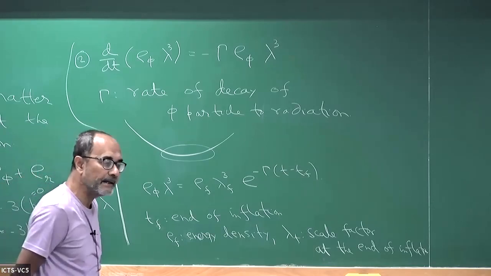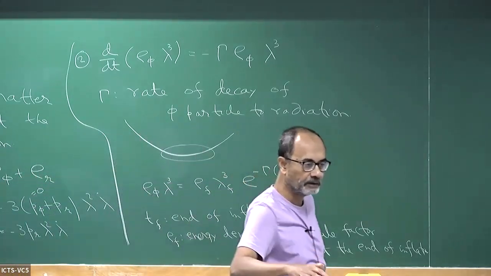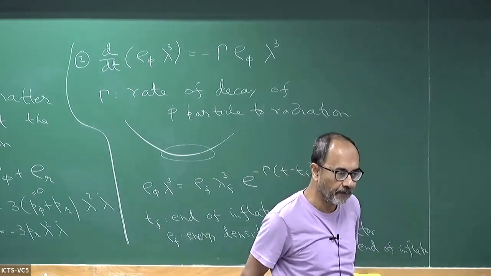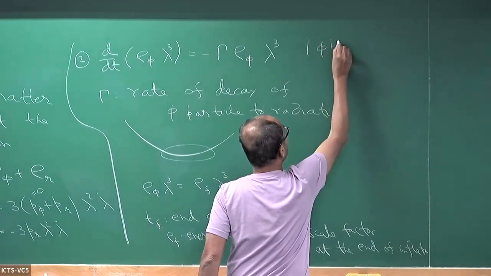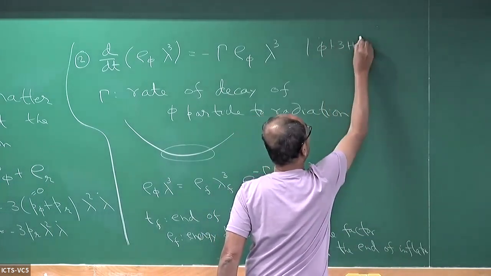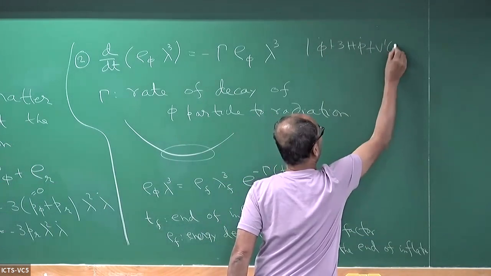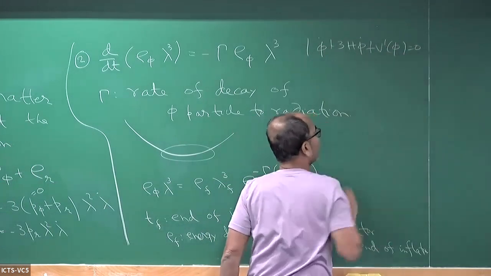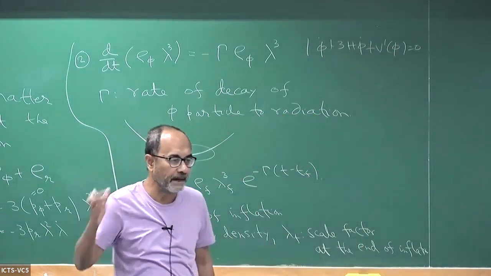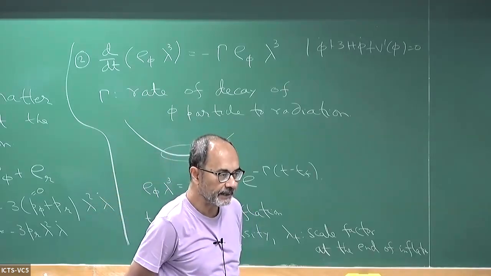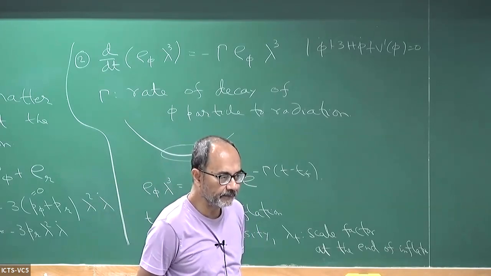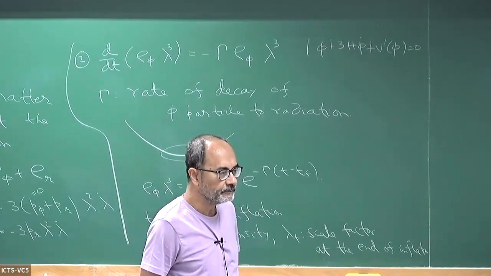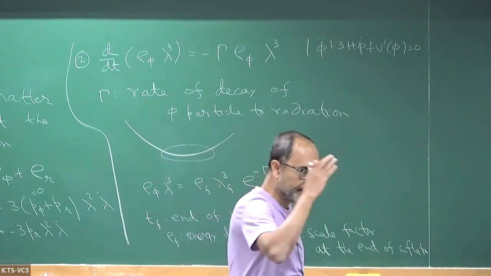Tf, by following the phi particle motion. You have written down the equation for phi: phi double dot plus 3H phi dot plus V prime phi equal to 0. So roughly you can say Tf is the time when phi reached 0, if you use a phi to the b potential. Because then it starts oscillating.